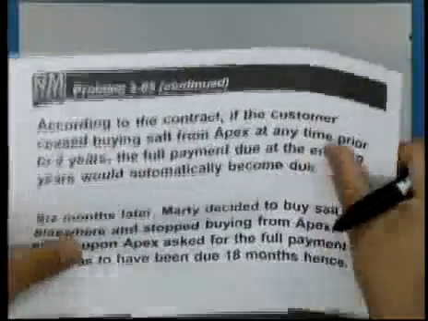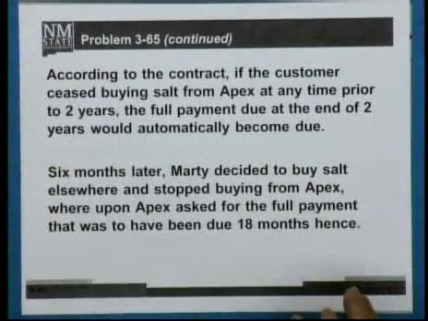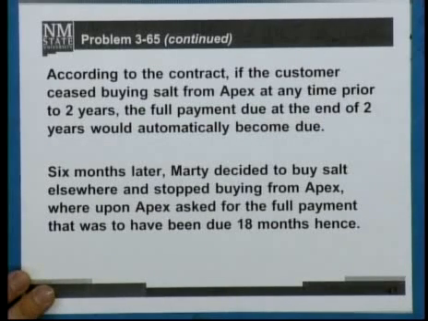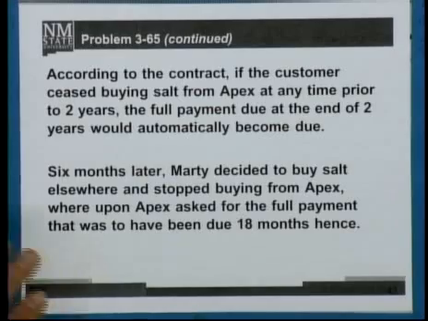Under the contract, the buyer could delay payment for the water softener if he purchased the coarse salt for recharging the softener from Apex. At the end of 2 years, the buyer was to pay for the unit in a lump sum with interest at a rate of 1.5% per quarter year. And according to the contract, if the customer ceased buying salt from Apex at any time prior to 2 years, the full payment due at the end of 2 years would automatically become due. And 6 months later, Marty decided to buy salt elsewhere and stopped buying from Apex, whereupon Apex asked for the full payment that was to have been due 18 months hence.